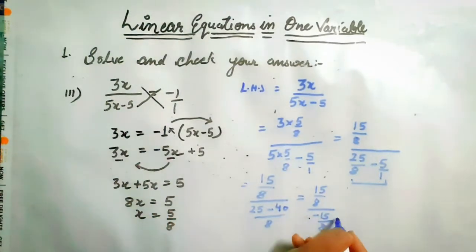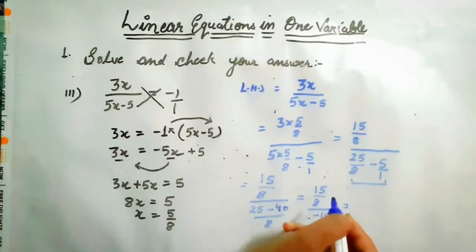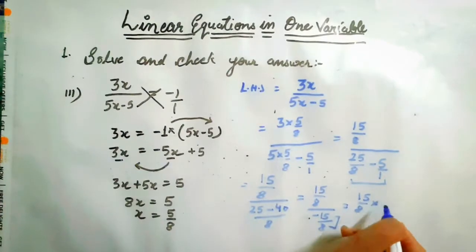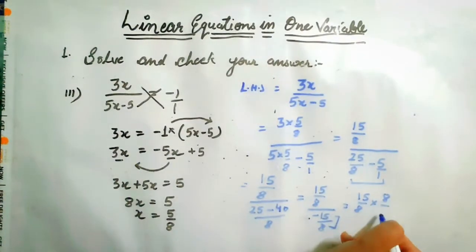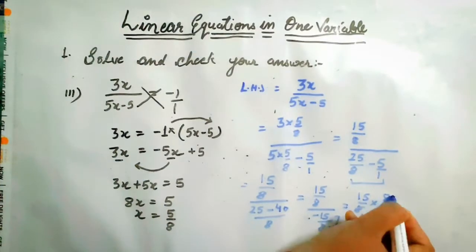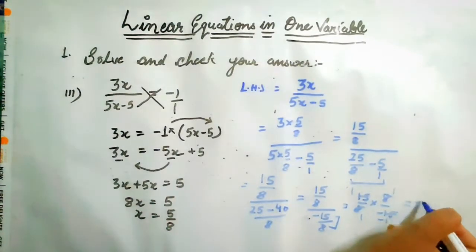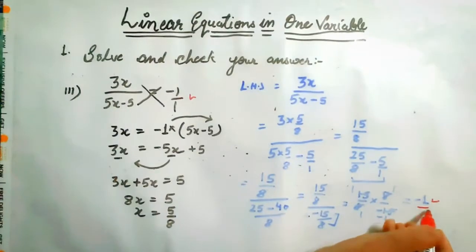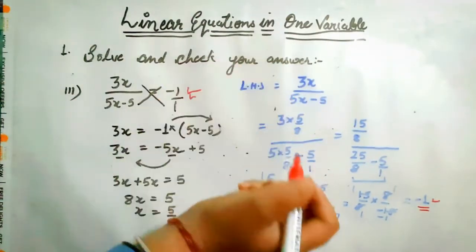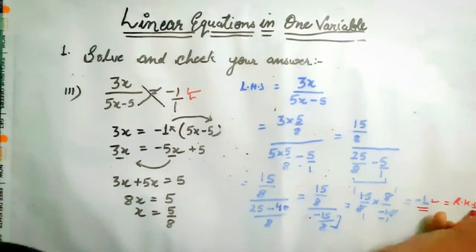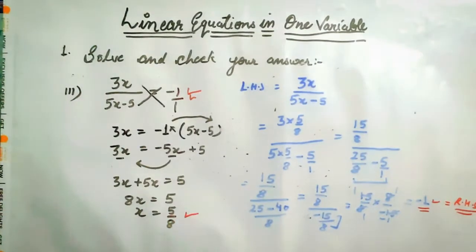Again, like the first question, take the reciprocal of the denominator and bring in the multiplication. So 15 upon 8 multiplied by 8 upon minus 15. So 8 ones are 8, 15 ones are 15, and here we have minus 1, so 1 ones are 1, in the denominator 1 into minus 1, and the answer will be minus 1. Is it equal to the right hand side of the question? Yes, the right hand side was also minus 1. Hence, this is equal to the right hand side, and you can say that your solution is correct.